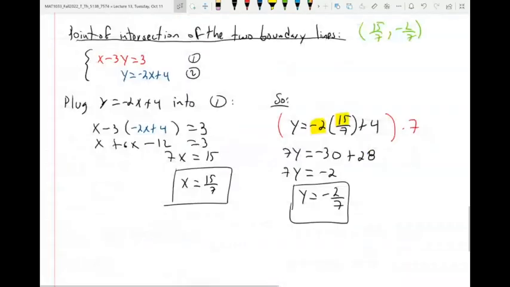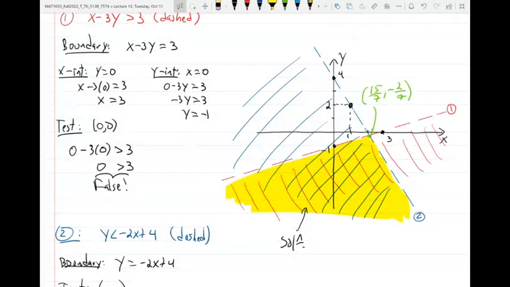Okay. Any questions? Do you understand this? Okay, so now this problem is really complete because now we know everything. Okay, we know the point of intersection and so on.